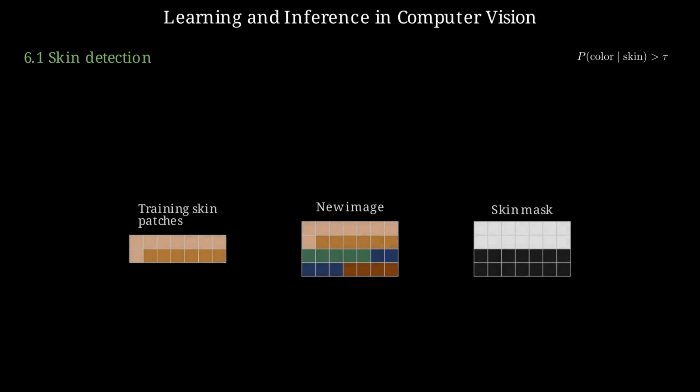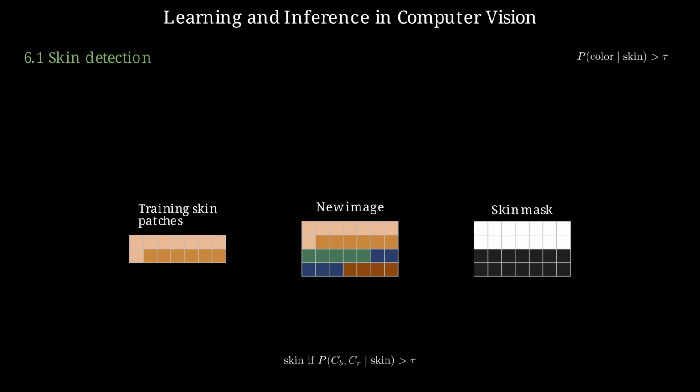The threshold trades precision for recall. A high threshold reduces false positives on wood and sand, a low threshold catches more skin under blue lighting. ROC curve analysis picks tau for the application's needs. Why YCbCr color space? Separating luminance Y from chrominance Cb and Cr makes skin detection more robust to shadows and highlights. Skin clusters in chrominance channels even when brightness varies.